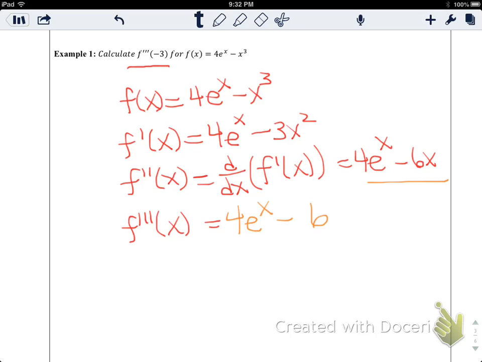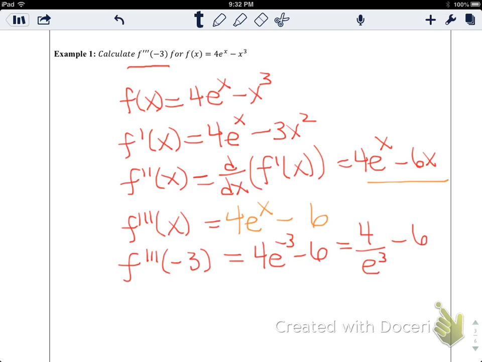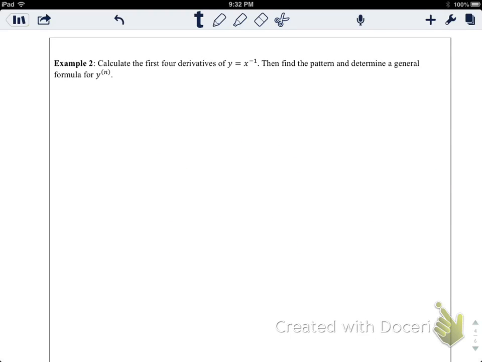Now, we're not done because the question asks us to calculate f triple prime of negative 3. So f triple prime of negative 3 equals 4e to the negative third minus 6, right? And we can just rewrite that as 4 over e cubed minus 6, okay? And we're done. Don't ever approximate, and this goes for WebAssign as well, don't ever approximate if it's not telling you to approximate.